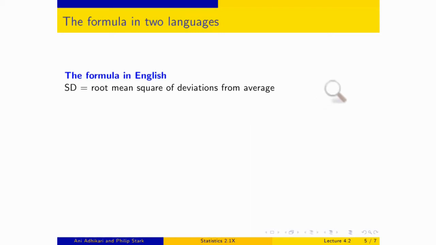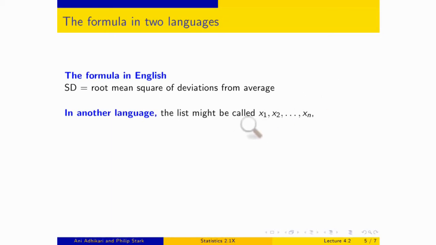Now, people taking mathematics and statistics classes expect formulas to be written in a different language. In that language, the list might have a name like x1, x2, etc., xn. So the x's are the entries, and there are n of them, and the second entry is x2. Let's give the average a name. The average is often called x bar, that flat line over it, consistent with the fact that the average is a smoother. And with this language, the SD has a mathematical formula written in mathematical notation. Ready? Here we go.